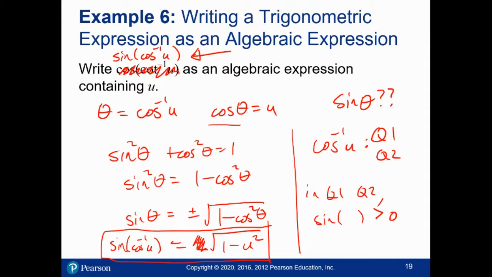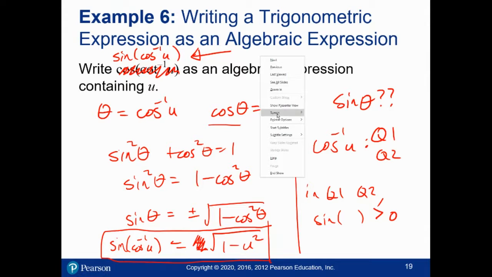So the name of the game is use the trig functions you're given and find an appropriate Pythagorean identity that relates them to arrive at some sort of formula. But since the Pythagorean identities have all these squares in them, it's quite likely you're going to have a plus or minus square root at some point. How do you determine which one it is? You have to work through this quadrant argument.